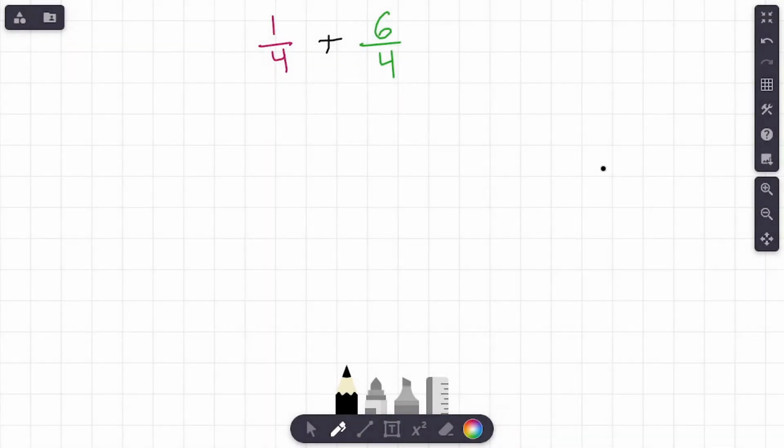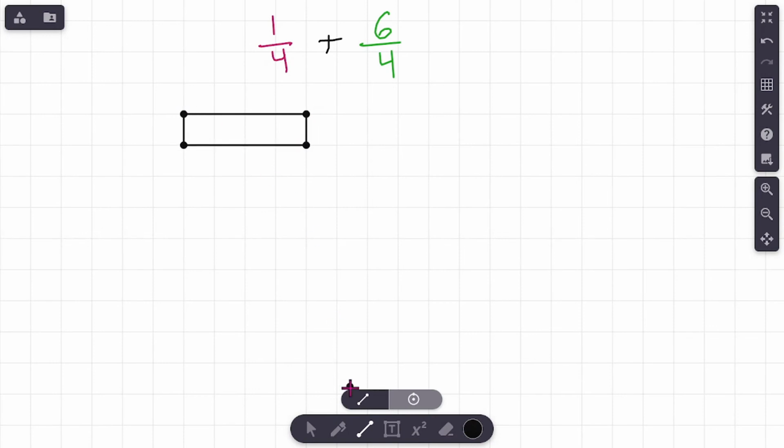Next problem I have for you here on the screen, we've got 1/4 plus 6/4. So let's go ahead and draw some models here. First model I'm going to draw is going to be 1/4. I wanted to make that a little bit longer. There we go. So we're drawing 1/4 here. There are 4 equal sections because my denominator is 4, and we are shading in 1/4. Okay, there's 1/4.